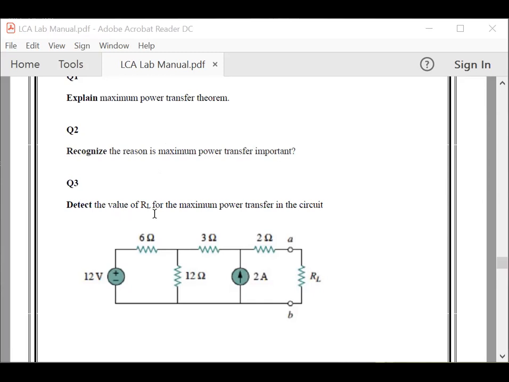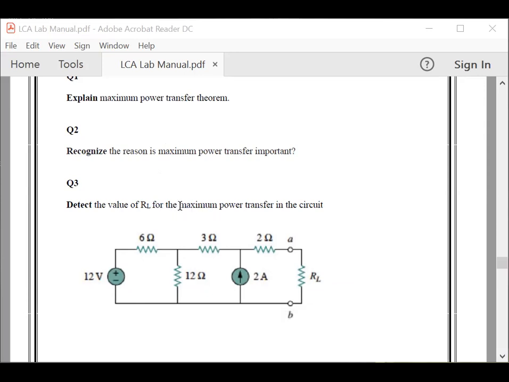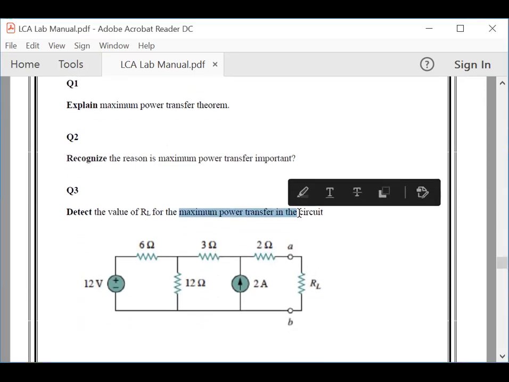Explain the maximum power transfer theorem, you have to define it. Recognize this region, it is important: detect the value of RL for the maximum power transfer in the circuit. So find the RL for maximum transfer. First you will find the RTH. So the RTH should be equal to RL. So your value of RTH is basically the RL for the maximum power transfer theorem. Okay.